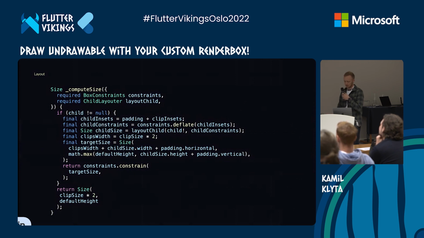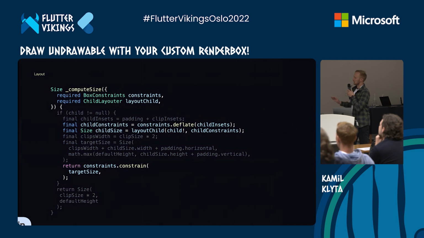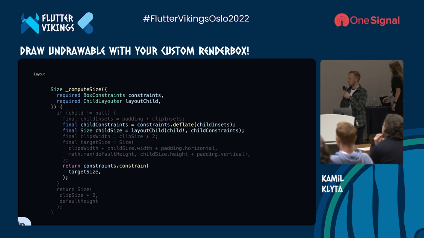So the simplest thing that we can do is to define one single method. I know there is a lot of maths here, but let's focus on the parameters for these helper methods: the box constraints and the layout child method. Layout child is the method that accepts the child and the constraints that this child can take. We will talk about the implementation of this method in a moment, but this is the most important thing here. As you can see, there are box constraints, and we're returning the size.